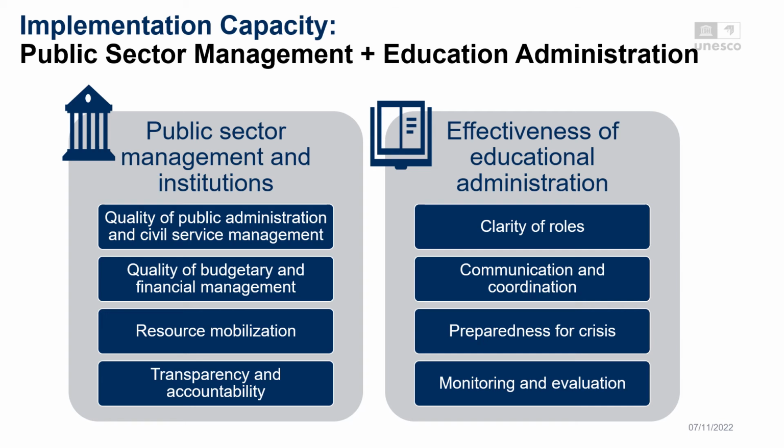This includes the quality of public administration and civil service management, quality of budgetary and financial management, efficiency of resource mobilization, including for subsector priorities, and transparency and accountability. Effectiveness of educational administration includes the clarity of roles and responsibilities within the administration, the link between roles and structures, communication and coordination, preparedness for crisis and disaster situations, and monitoring and evaluation.